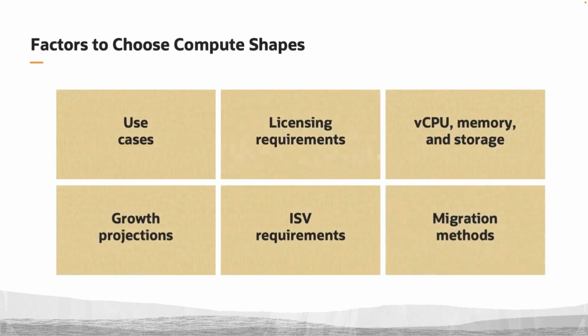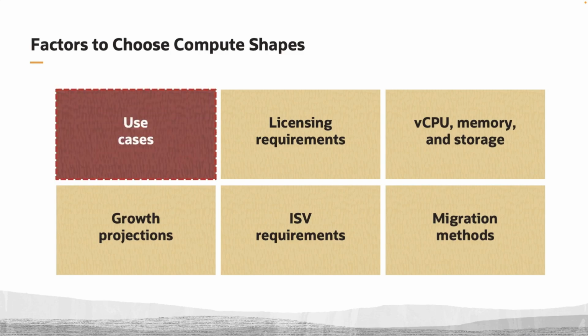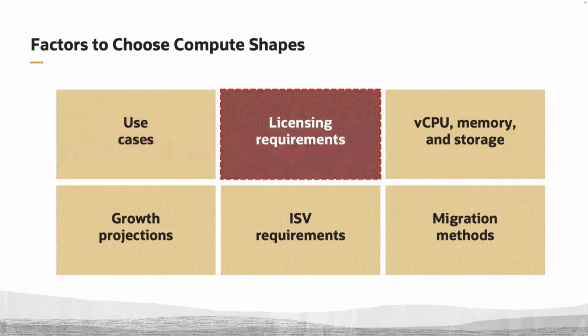Let's look into some of the factors that you need to consider while choosing a compute shape. The first one is determining the use case. Cloud migrations is a use case. Disaster recovery is also a use case. We will be looking at a lesson that covers some of these use cases. Licensing requirements is another key factor. There are apps that need specific CPU types or a certain number of cores on the physical server.